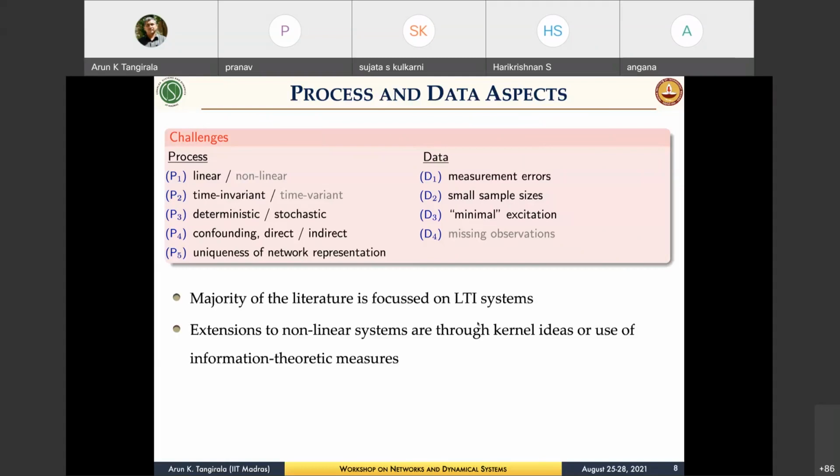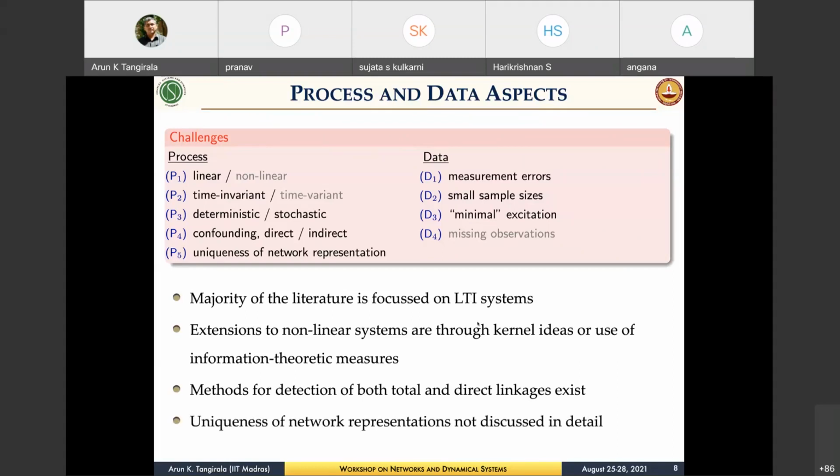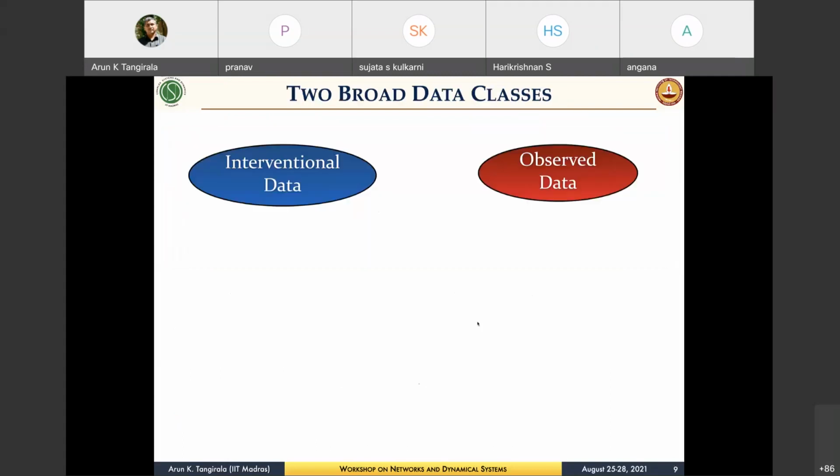Extensions to nonlinear systems are happening through either kernel ideas from machine learning or through usage of information theoretic measures like entropy, transfer entropy and so on. And there are methods that detect both total and direct linkages. And as I said, uniqueness of network representations has been discussed only in a very scarce manner. So that's again an open-ended problem.